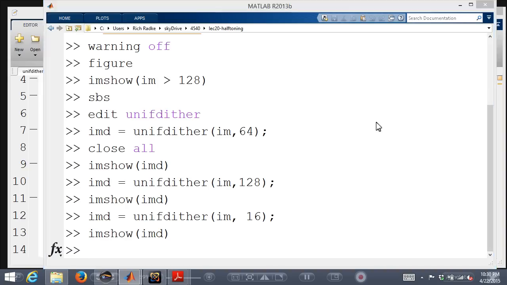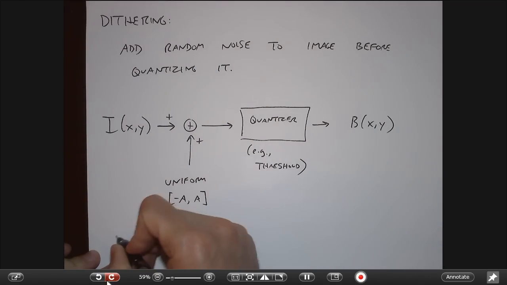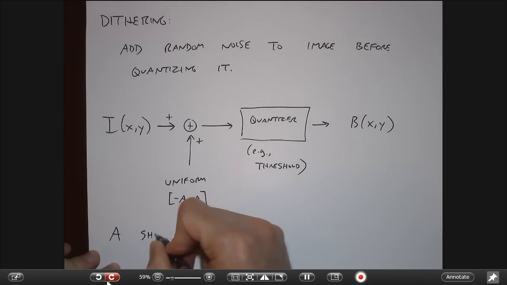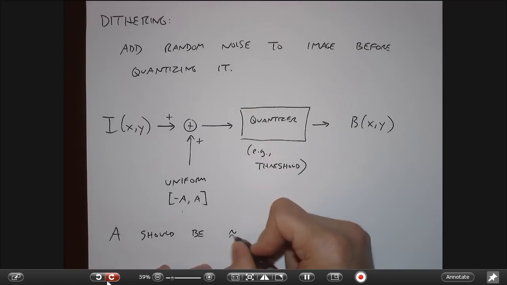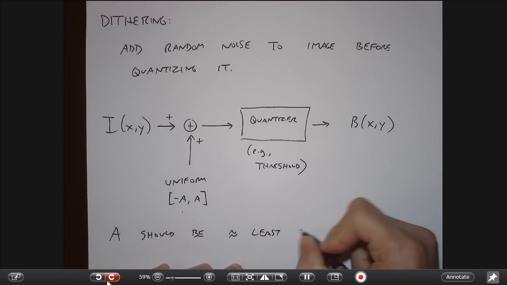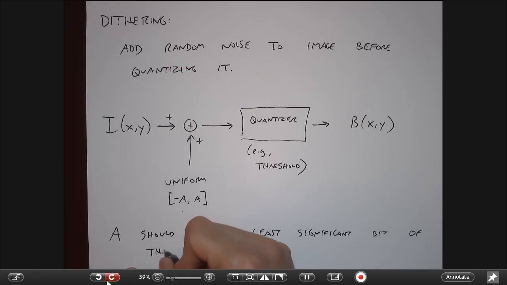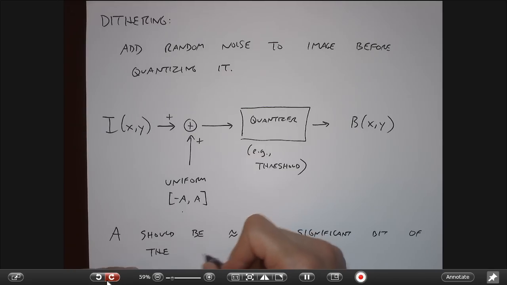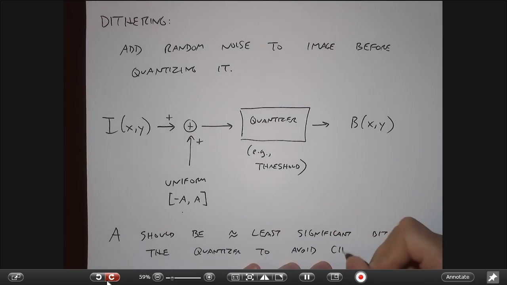Okay, so what we want to do is something a little bit different than that. Let me just note that this A should be on the order of the least significant bit of the quantizer, to avoid changing what I would call the image structure.